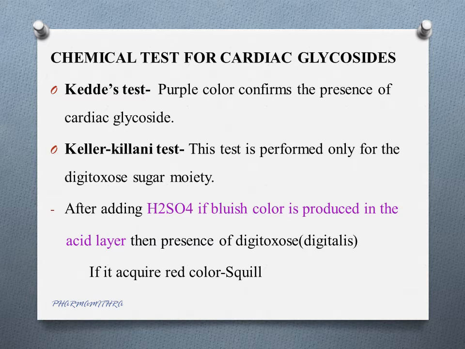In case of the Keller-Kiliani test, the drug is extracted with chloroform first, then 0.4 ml acetic acid is added along with ferric chloride. After adding the sulfuric acid, the color change happens. If after adding sulfuric acid we get a bluish color at the acid layer, we can tell that it is the presence of digitoxose, that is in case of digitalis. If it acquires a red color, it shows the digitoxose sugar present in squill. So we can find out whether it is digitalis or squill.